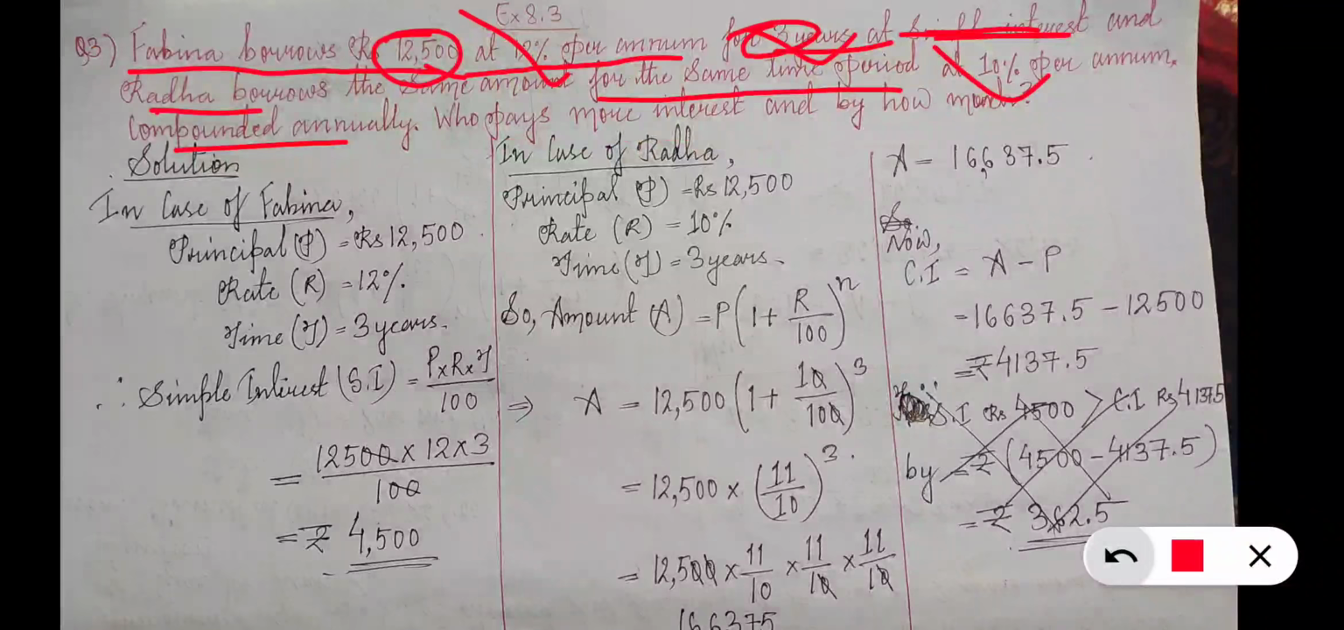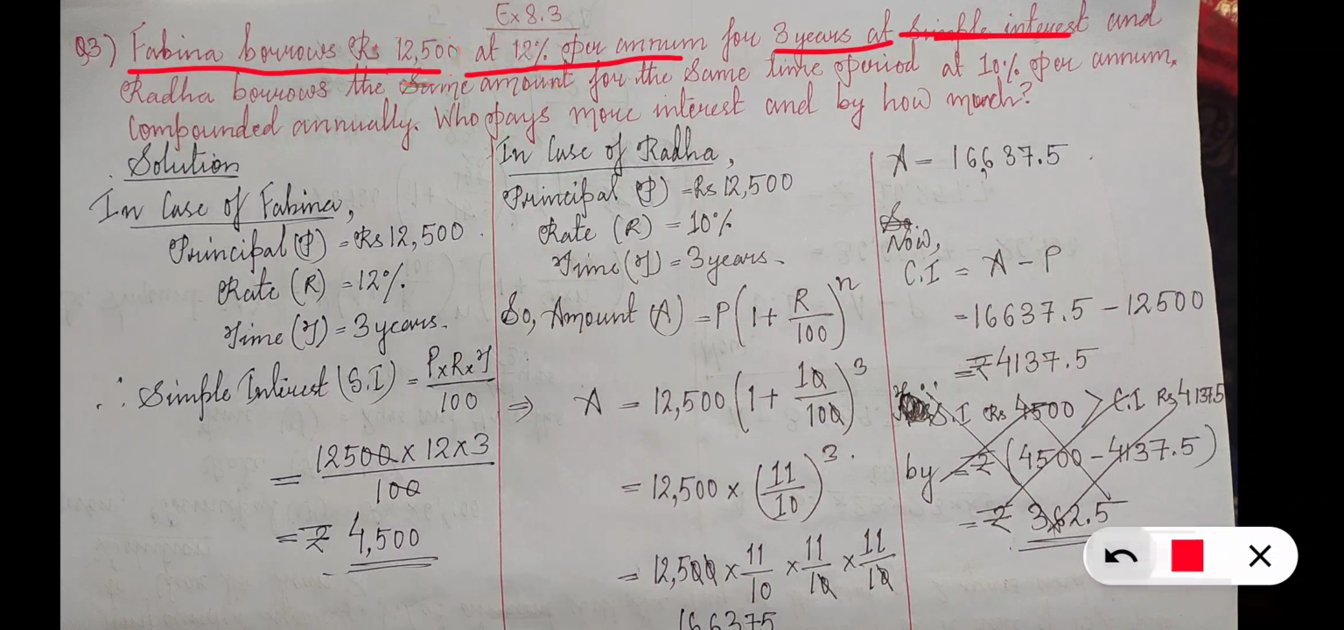Now who pays more interest and by how much? We have to find that. So here there are two cases, one is Fabina and Radha. Fabina is borrowing money at simple interest, whereas Radha is borrowing money at compound interest. We have to find out whose interest is more. Okay, let's start with the first person, that is Fabina.